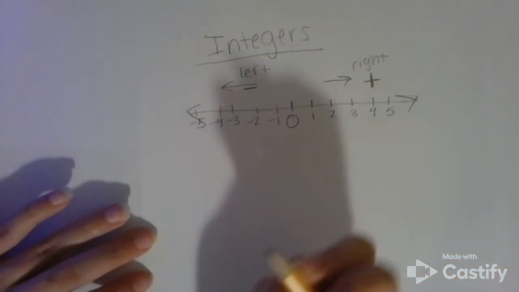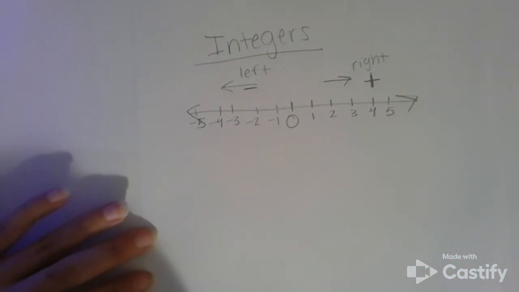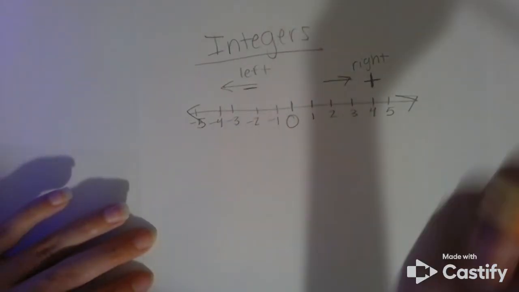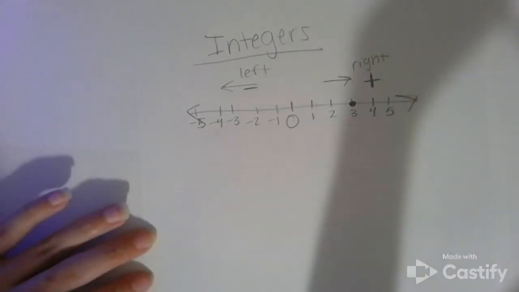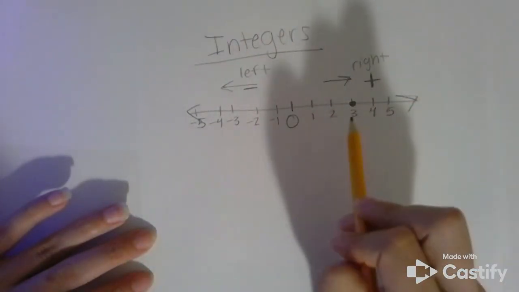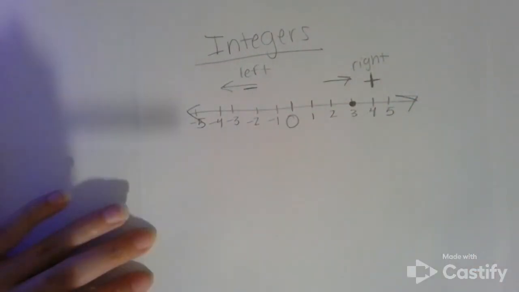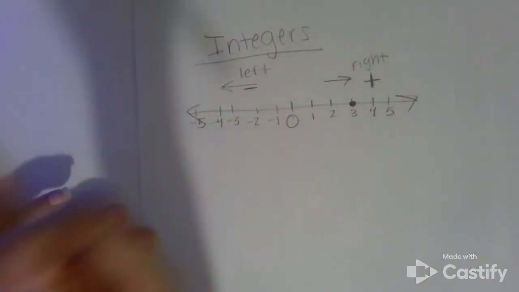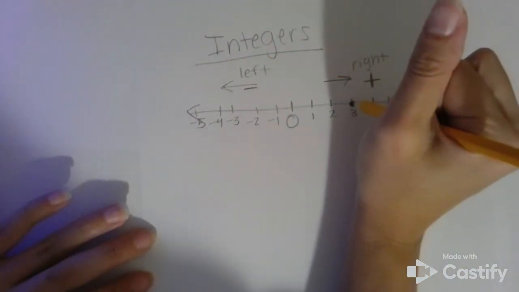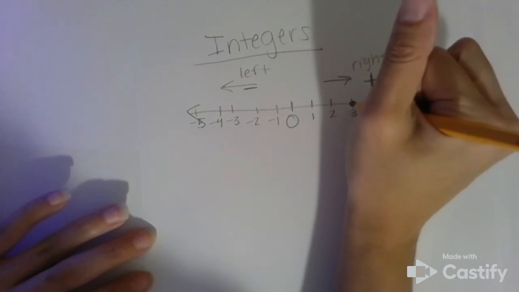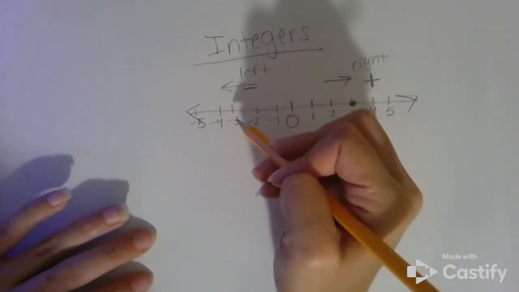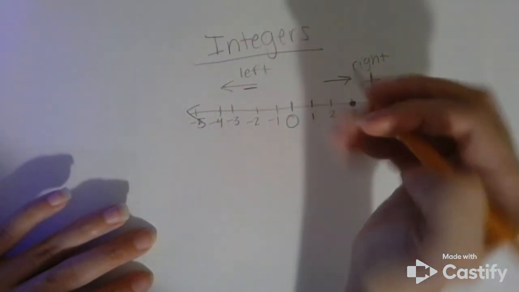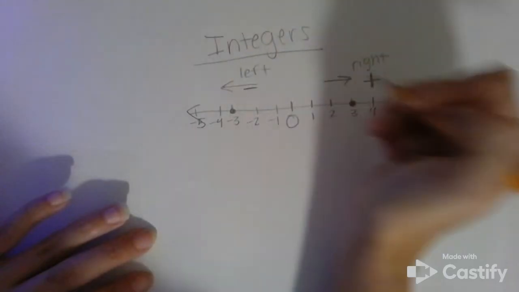So now we're going to talk about opposites. I have plotted a point on this number line. This point is at 3. If I were looking for the opposite of 3, the opposite is the exact same spot, but on the opposite side of the number line, on the opposite side of 0, and it has the same distance from 0. So the opposite of 3 is -3.